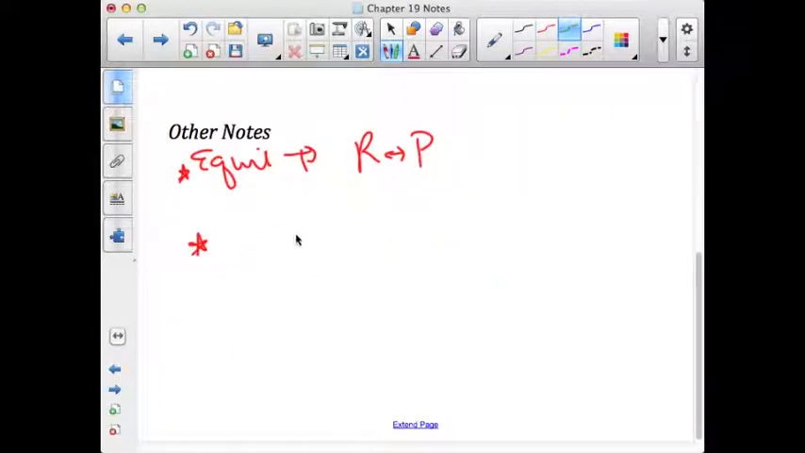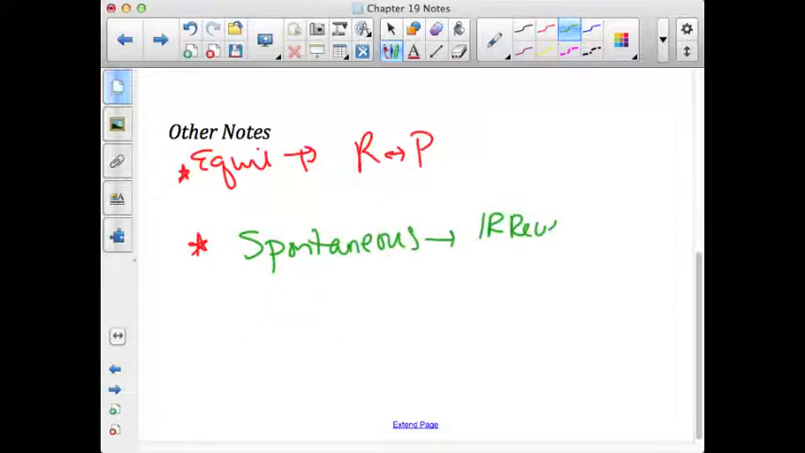The other note I put here is that any spontaneous reaction when flipped is non-spontaneous. So anything that is spontaneous is irreversible. All spontaneous reactions are irreversible because if I flip it, it's non-spontaneous, which means it won't go the same direction, the same path that I had before.